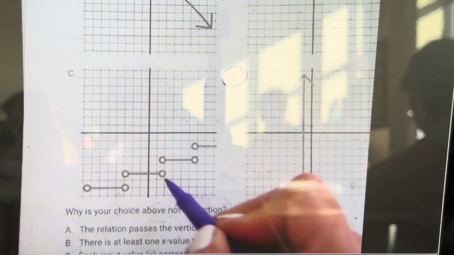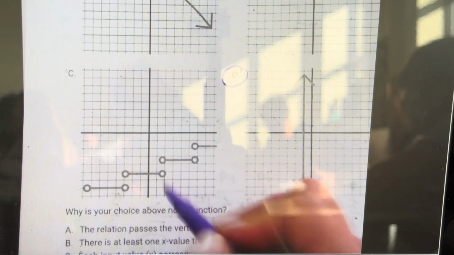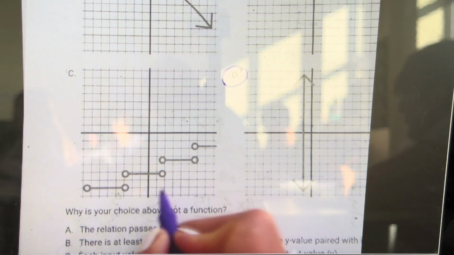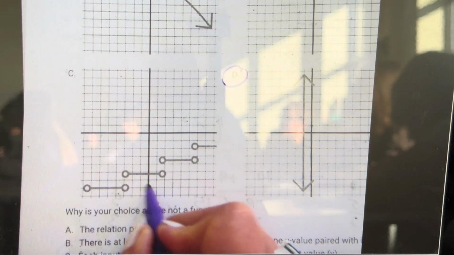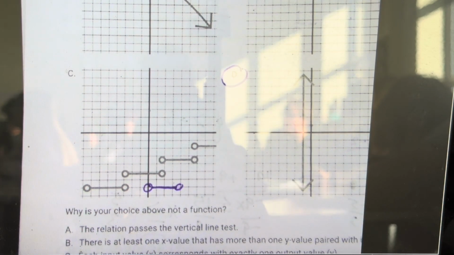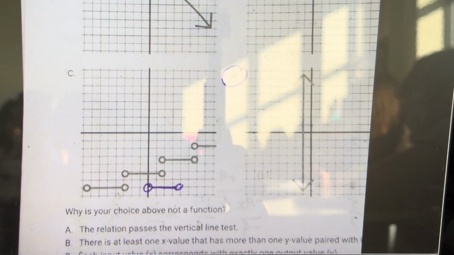C does show a function. No, it doesn't. Because B. C? Yes, it does. Okay, so because these are both open circles, it's a function. If this line had been, say for instance, right here, then that would not be a function. Okay, but C is a function. Yes, sir.